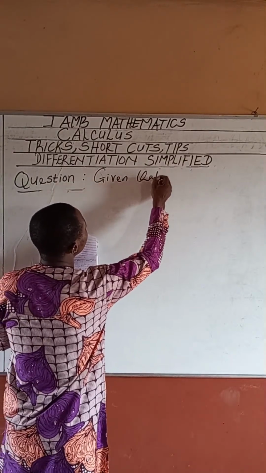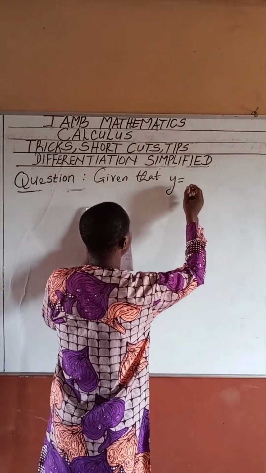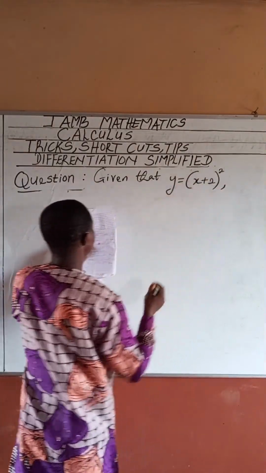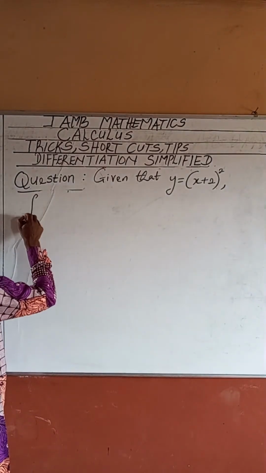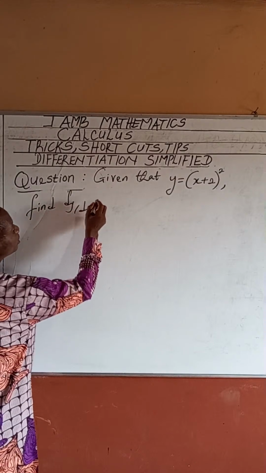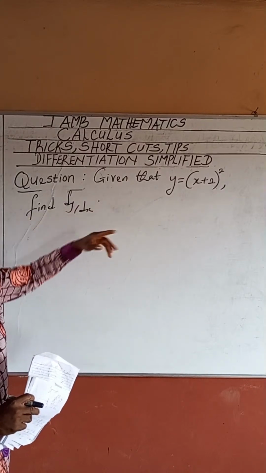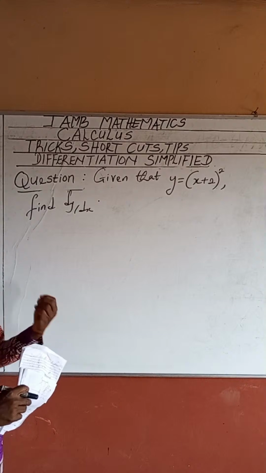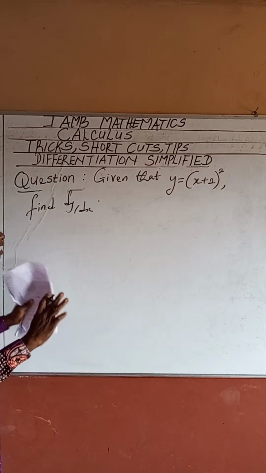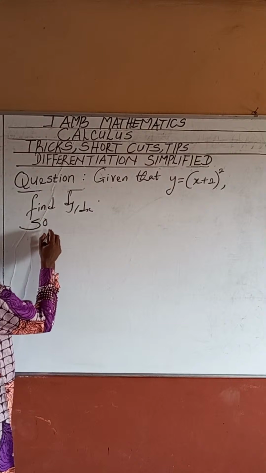Given that y is equal to (x plus 2) squared, find dy/dx. Let me tell you something. JAMB does not set questions that are difficult, but the questions are tricky, just to test if we are very smart. That's what JAMB is doing. Not that they will go and set questions that are very complex, like you can never know.